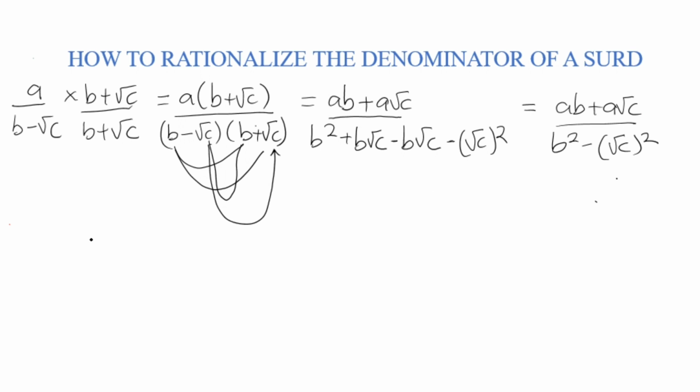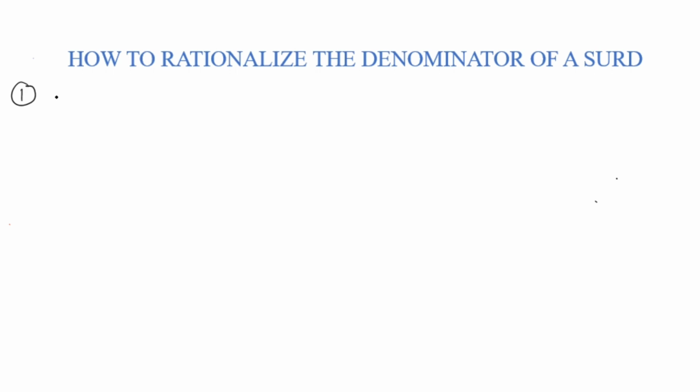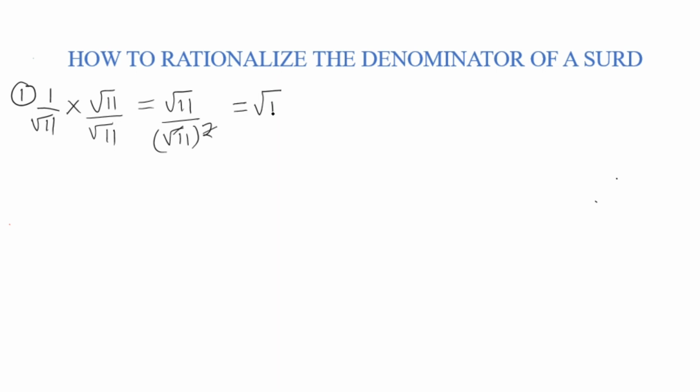Now let's take some actual examples. Example 1. 1 over square root of 11. Over here, you multiply by square root of 11 divided by square root of 11. So 1 times square root of 11 is square root of 11 divided by square root of 11 all squared. This squared caters for this square root, and hence our final answer is square root of 11 over 11.